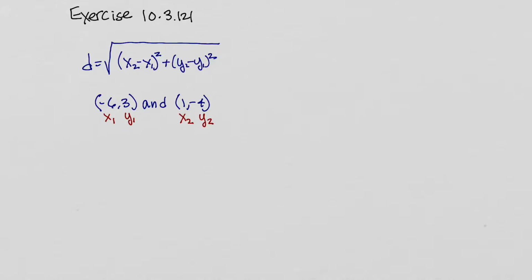What I'm going to do is this. Let's just do it here. Let's get d is equal to the square root of, now this says second x minus first x. Let's just be mindful of these negatives. So it's going to be the second x, which is 1, minus the first x, which is -6. So that's what I wrote, 1 minus -6, and that quantity gets squared.